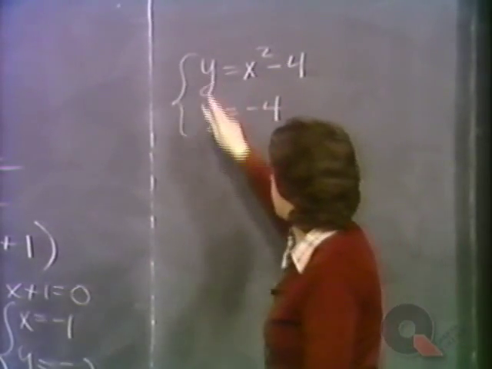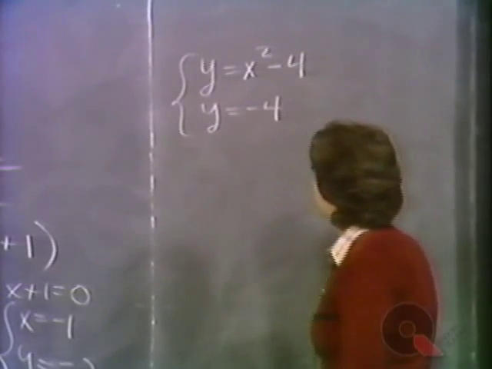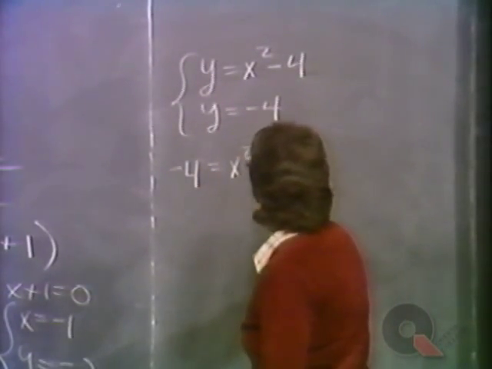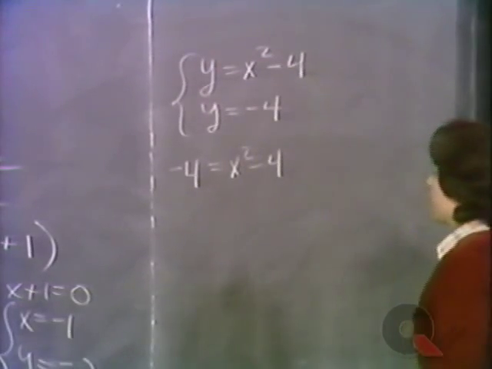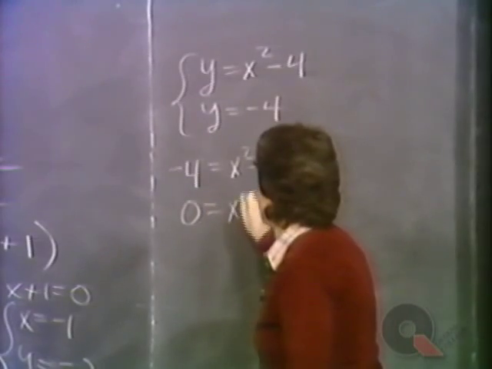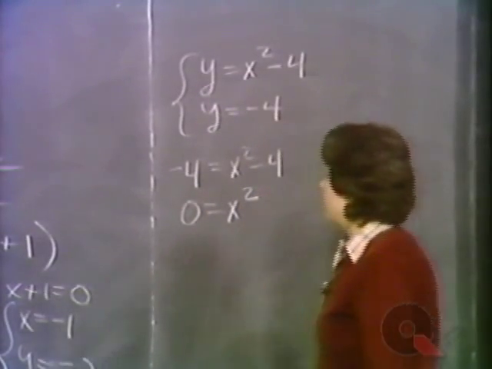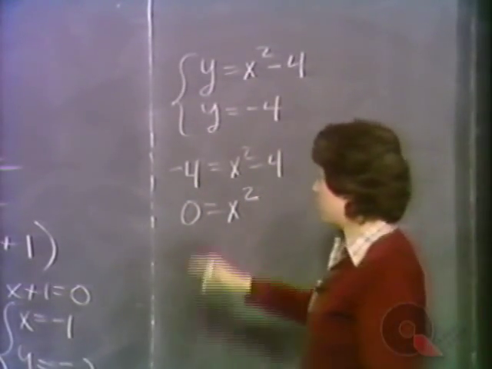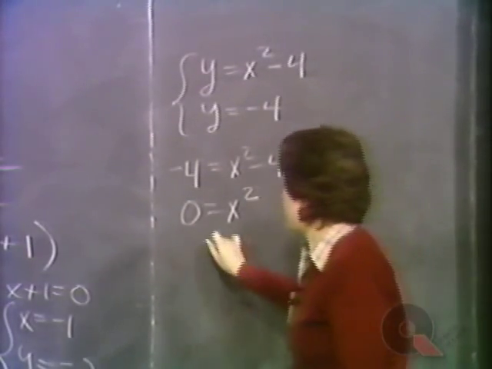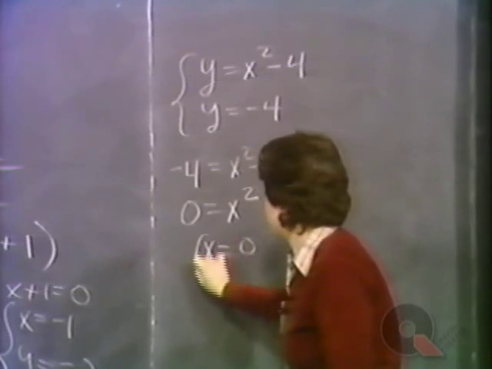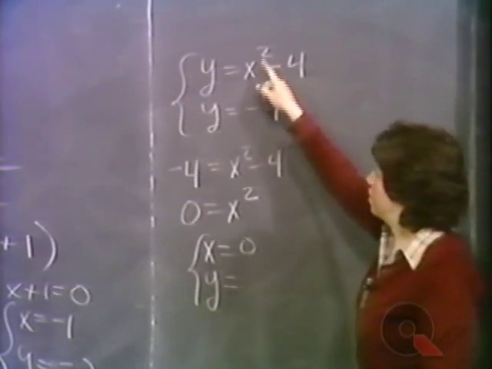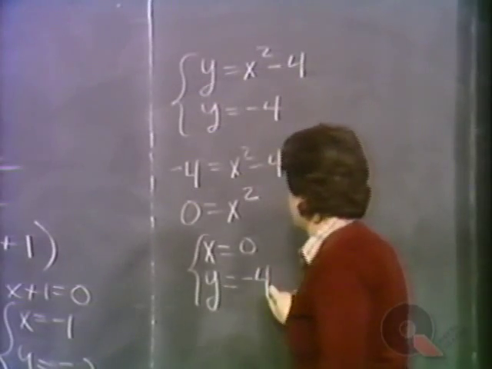Substituting y equals -4 from the second equation into the first equation, we get -4 is equal to x squared minus 4. Adding 4 to both sides, 0 is equal to x squared. It's a quadratic equation, but of course the only real solution is x is equal to 0. This is x times x. Okay, so x equals 0 is the only solution. When x equals 0, you substitute in here, you see y, of course, is equal to -4.